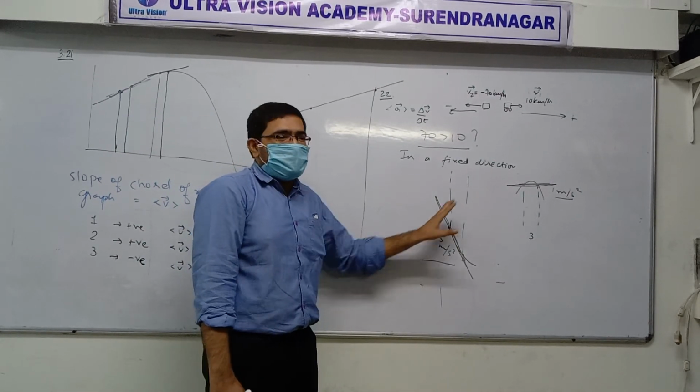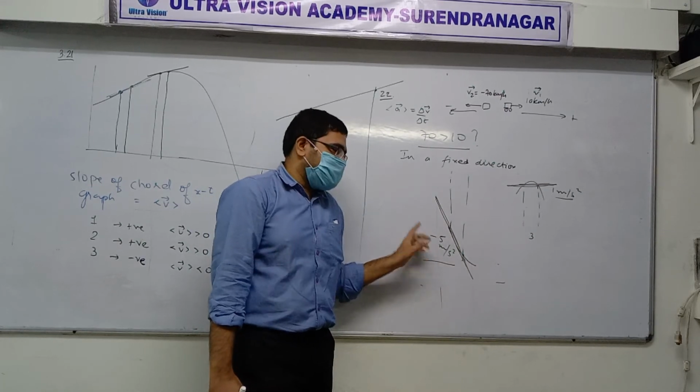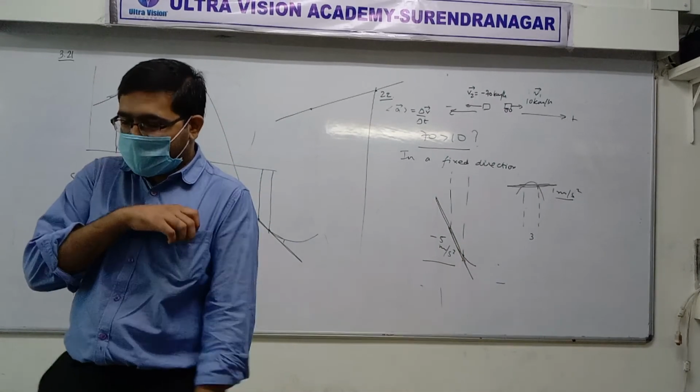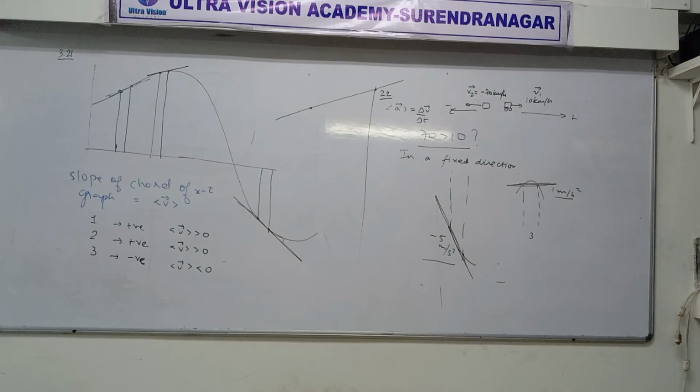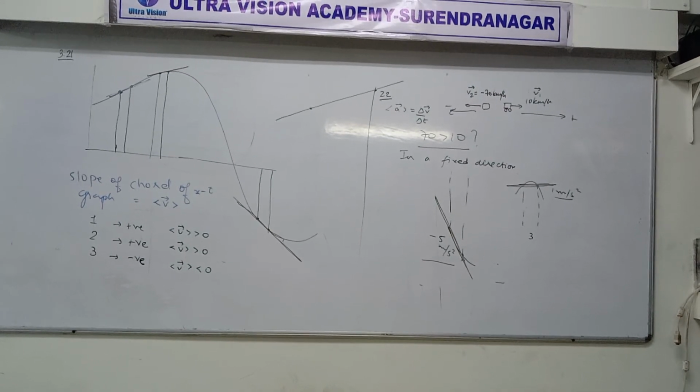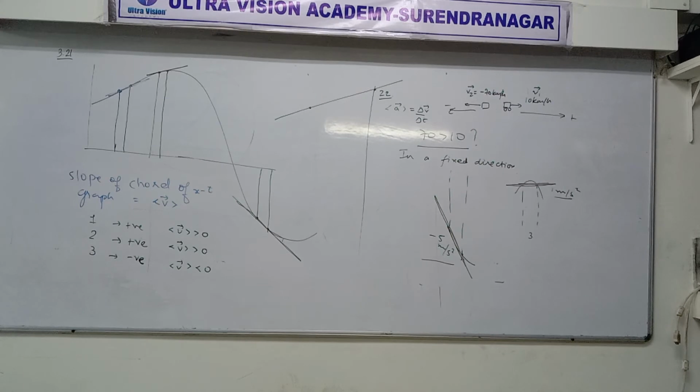Magnitude. Okay, we are only comparing the magnitude. Sign is indicating the direction. So don't have to worry about that. So the answer of this question, in which interval is the average acceleration greatest? Second. Second. Is it fine? Yes, sir. Any confusion?